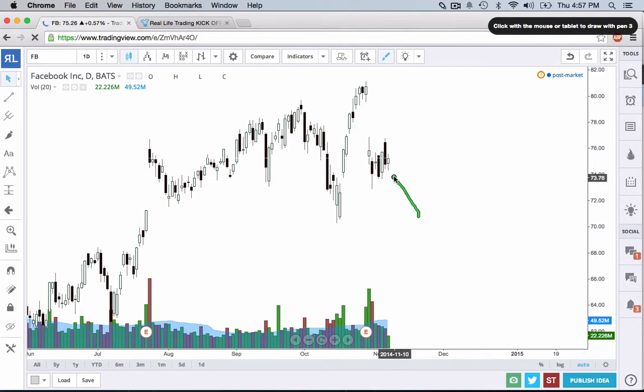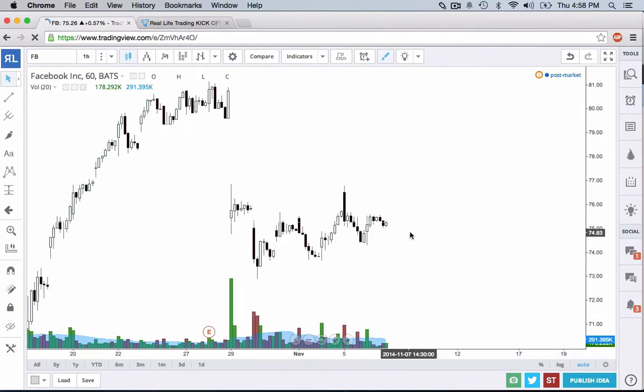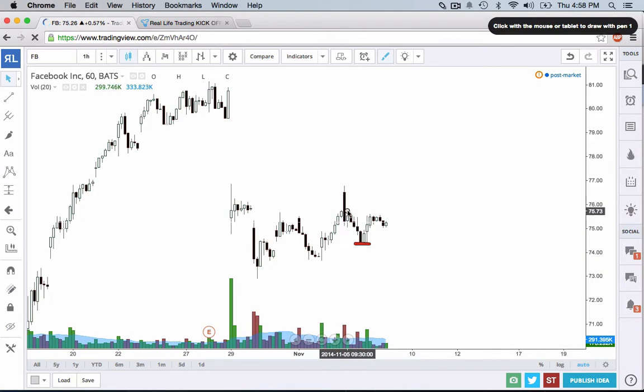Today we have what I refer to as a new white soldier, which is a white candle that opens and closes above the prior day black candle's close. So interestingly enough, I'm going to be keeping a close eye on Facebook. If we hop over to the hourly chart, we can see what appears to be a nice little bottoming pattern right there. It did in fact trade up, and now we're kind of just basing out.